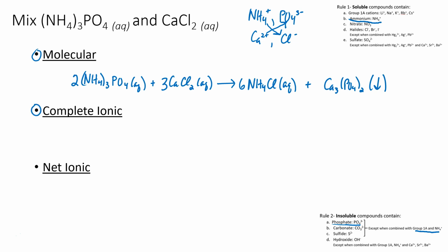So the question we're asking here is, do we dissociate these solutes? So here we go. Ammonium phosphate, yes, we dissociate it. It's a soluble ionic compound. And how many ammoniums do we have? Well, 2 times 3 is 6. So 6 ammonium ions. And then how many phosphates do we have? Well, we would have 2.